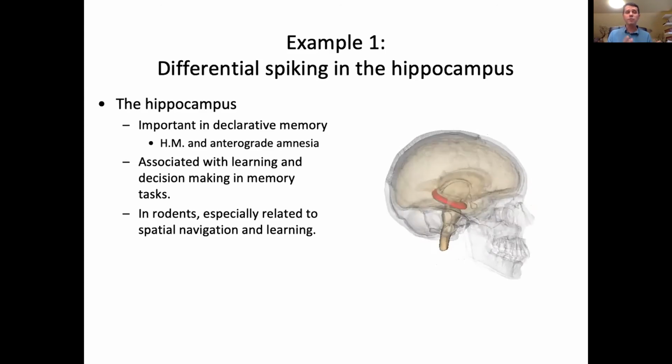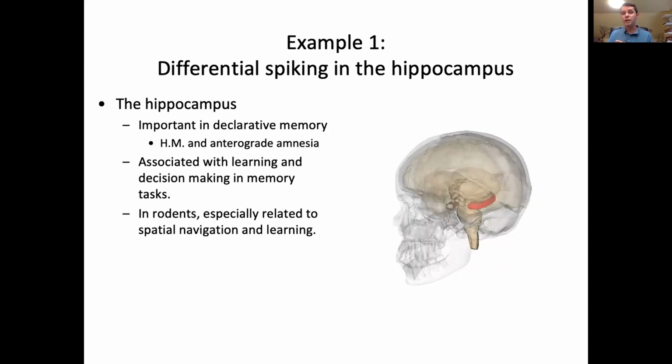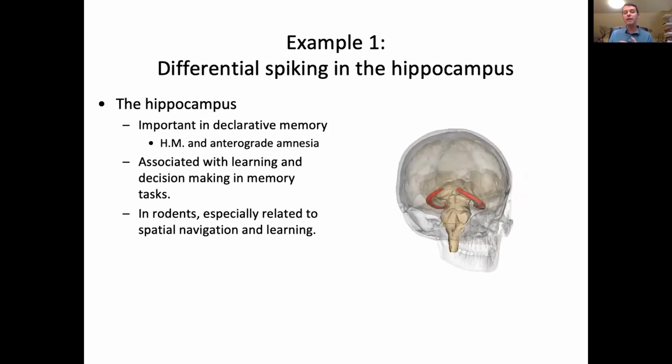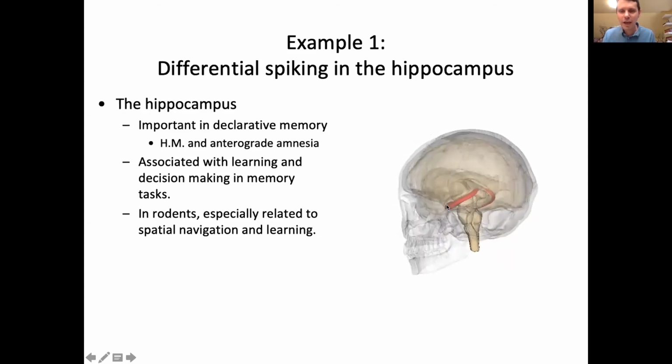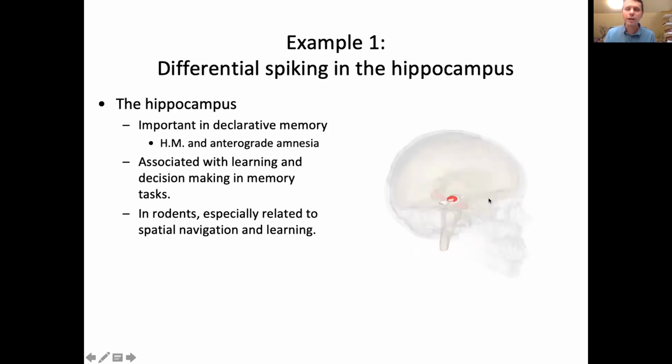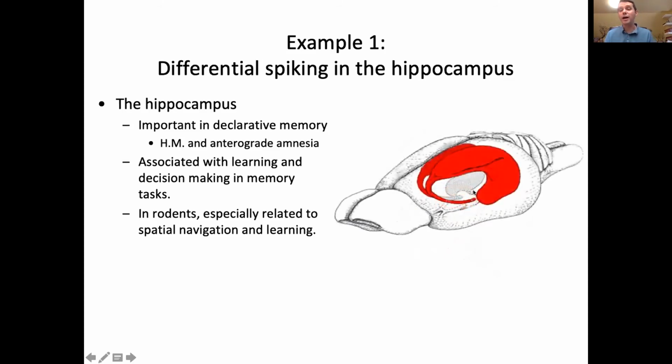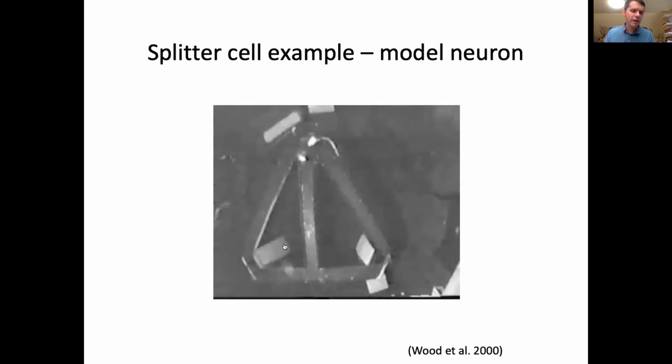So it's important in learning, it's important in decision-making and memory tasks, and in rodents, it's fundamentally important in learning how to navigate new environments. Here I'm showing the hippocampi bilaterally in a human. In a rat, you can see the hippocampi occupy a larger fraction of the brain, which speaks potentially to the importance of spatial navigation and learning. And this was a classic finding from 2000 from Emma Wood, that these neurons, which were classically known to relate to where an animal is in the environment, also had a property where they would fire differentially in different contexts.